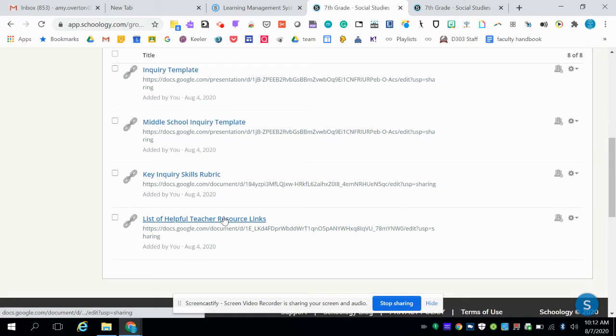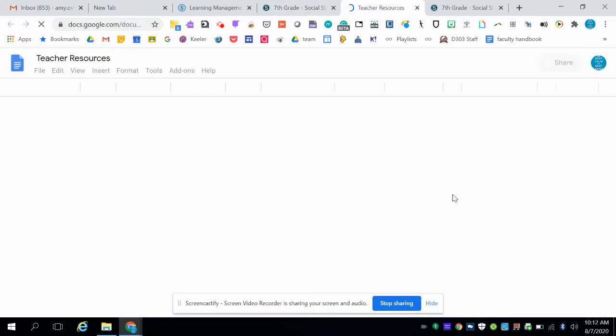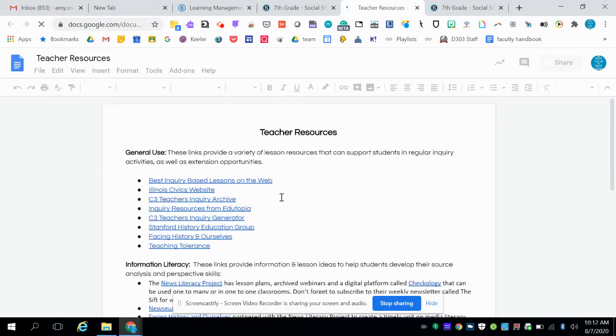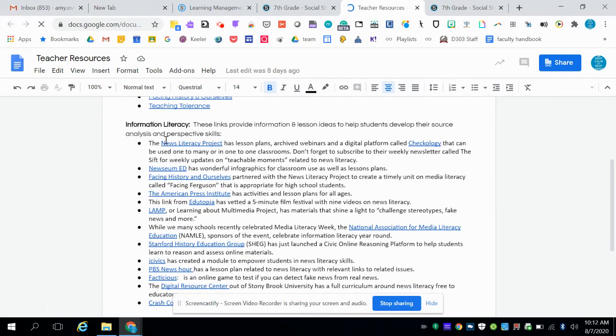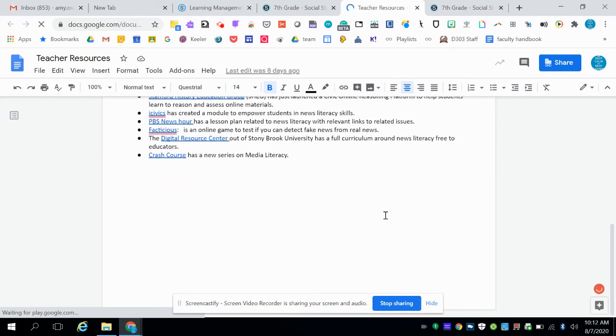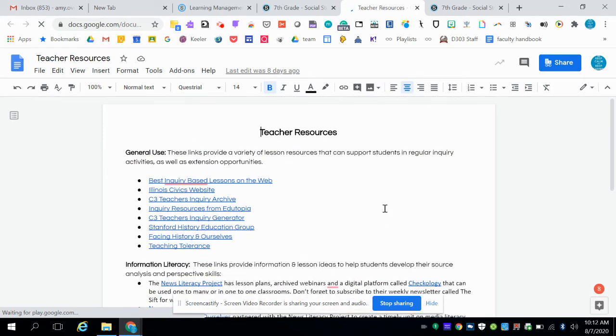And last but not least, there's a list of helpful teacher resource links that you have. And these are pulled from a lot of our curriculum work in the past few years. You're going to see some familiar sites here. The information literacy links are from Mary Ellen Daniels, who we worked with last summer. So I thought those were some really great sources. And hopefully these support you as we move forward in our new reality.